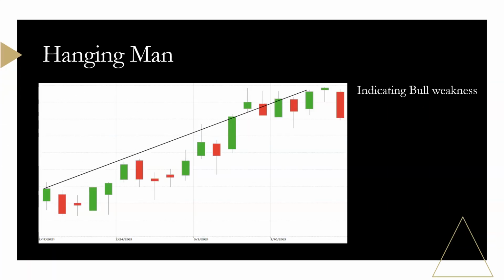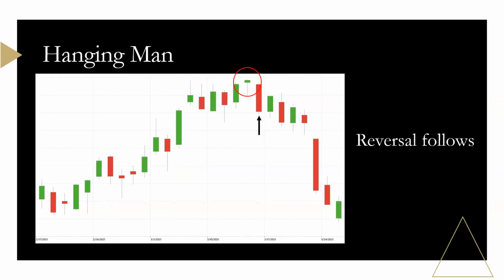There is your uptrend showing us that the bulls have been kicking the bears' ass over multiple sessions, and there is your hanging man indicating that the bulls have gotten tired, and there is your confirming bearish candle indicating that now the bears have shown up to party. And a reversal follows.